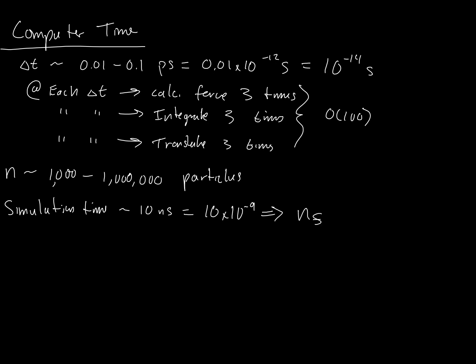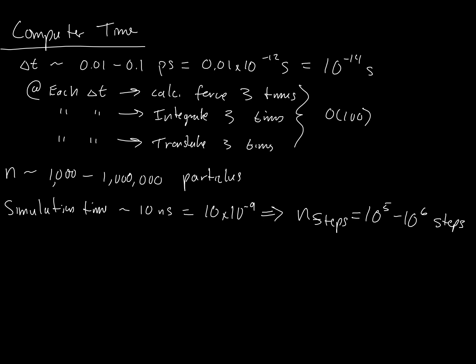So I'm going to say the number of time steps that we have to iterate is somewhere between 10 to the 5 to 10 to the 6 steps. Right, and this is based on our time step of 0.01 picoseconds to 0.1 picoseconds. So if I need to simulate 10 nanoseconds of molecules tumbling around, I need to do about 1,000,000 time steps. And this could be potentially for 1,000,000 particles.